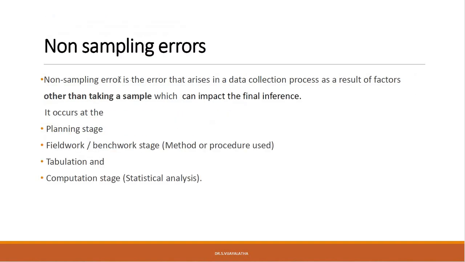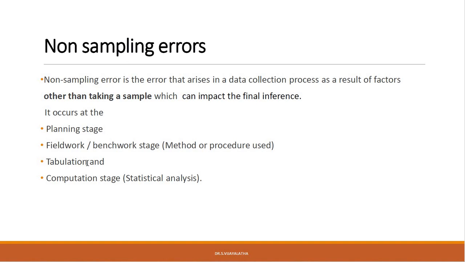Non-sampling errors arise after the process of sampling is complete. It may arise at the planning stage when the experiment is being designed, or when the experiment is performed, that is the fieldwork or benchwork stage, during the tabulation stage, or during the computation stage when the statistical analysis is performed. Non-sampling errors may arise whether we work with a population or with a sample because it comes only when the experiment is designed and conducted.